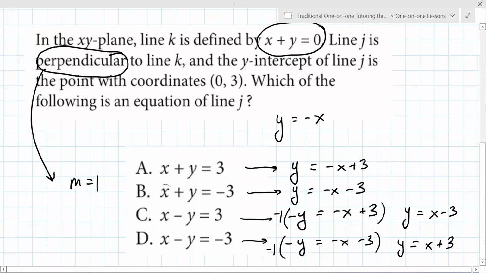Now, which of these 4 equations, 1, 2, 3, 4, has a slope of 1? C and D. So A and B are out. And we want the one that goes through 0, 3. So is it C or D? I don't know if you can distinguish between them. It's D, right? Yep. Good.